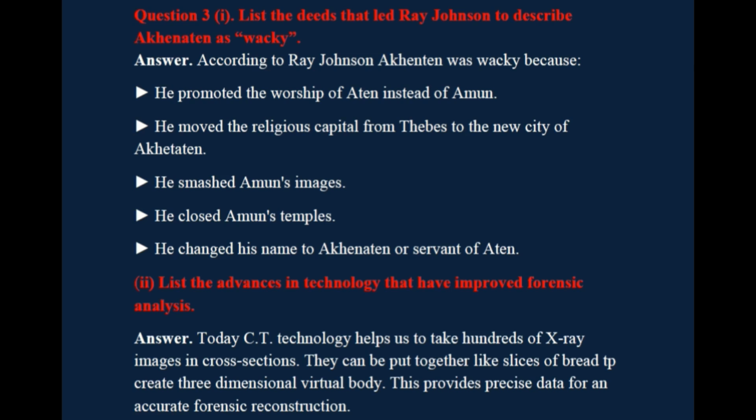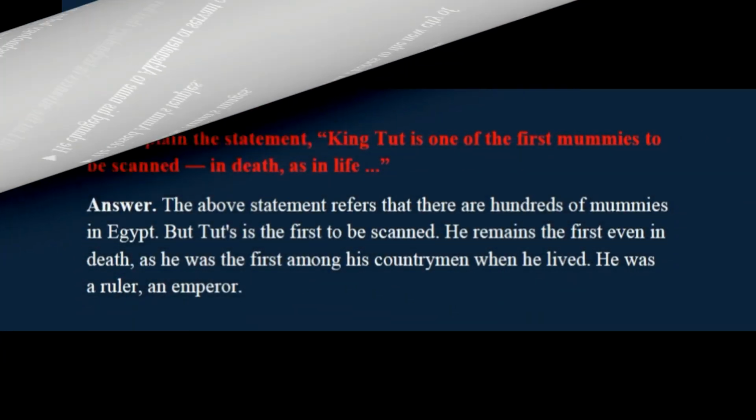2. List the advances in technology that have improved forensic analysis. Answer. Today's CT technology helps us to take hundreds of X-ray images in cross-sections. They can be put together like slices of bread to create a three-dimensional virtual body. This provides precise data for an accurate forensic reconstruction.